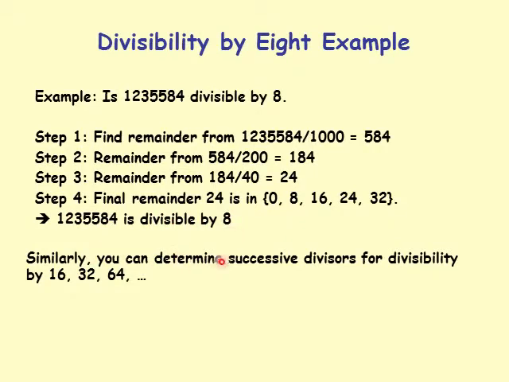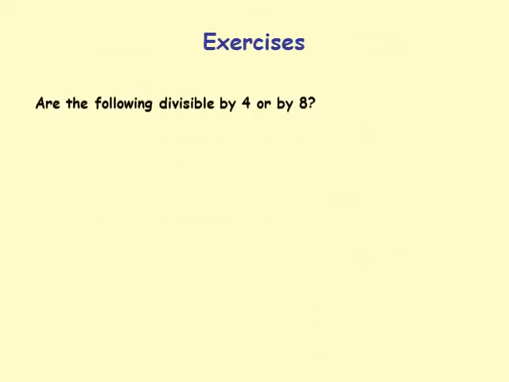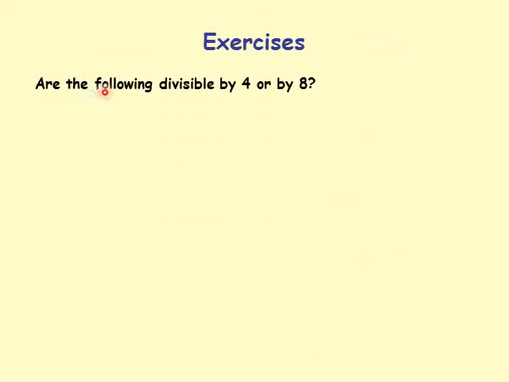Similarly, we can determine successive divisors for divisibility by 16, 32, and 64. Let us do some exercises. Are these numbers divisible by 4 and 8? The first number is 750; this is odd, and so it's not even, so we could just say toss it out. It's not divisible.